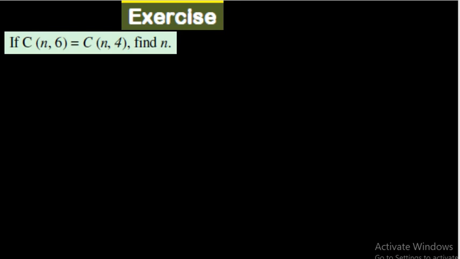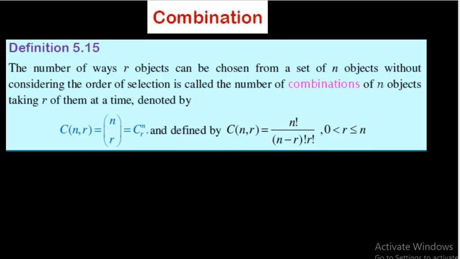Hello there. In this video we'll be solving exercises on combinations. First of all, let us see the definition of combination. The definition says: the number of ways r objects can be chosen from a set of n objects without considering the order of selection.